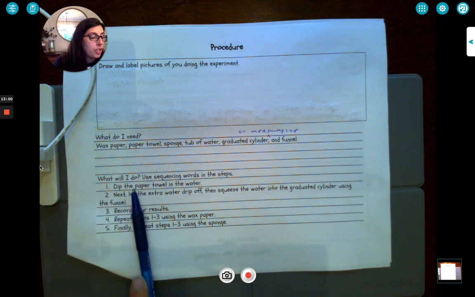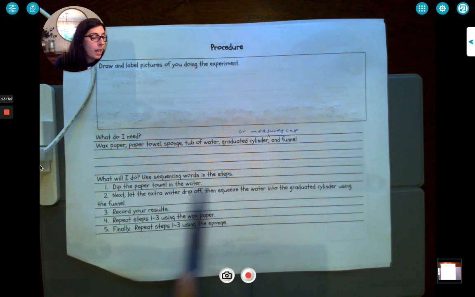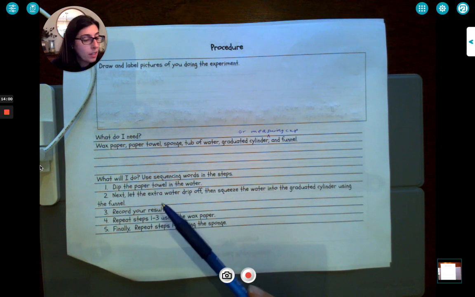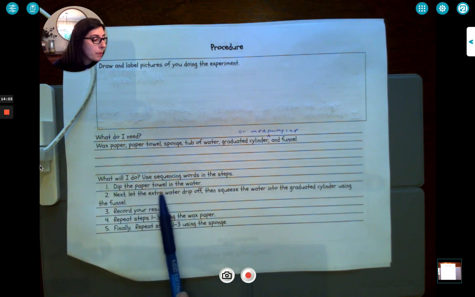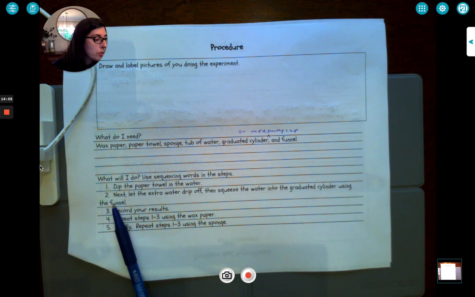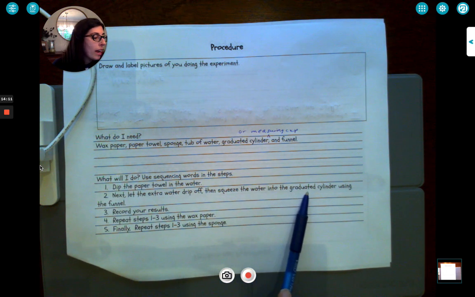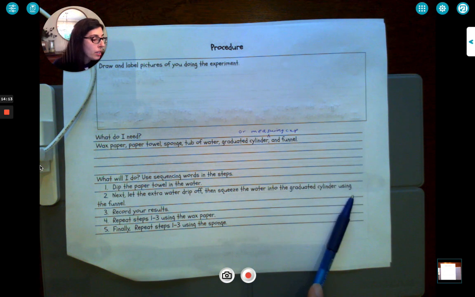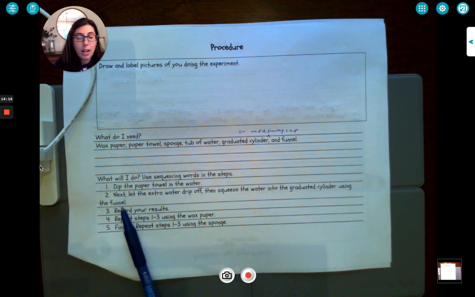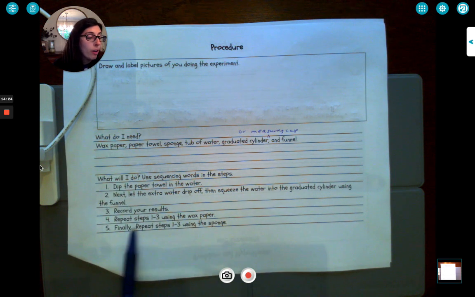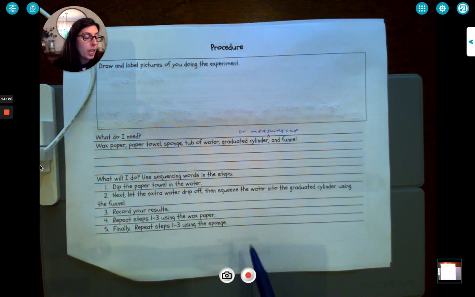Okay, what will I do? It says use sequencing words in the steps. Here are the steps. I've written them out for you. So we just have to follow them precisely the way that they're written. Step 1, dip the paper towel in the water. Step 2, next, let the extra water drip off, then squeeze the water into the graduated cylinder or measuring cup using the funnel if you're using a graduated cylinder. Record your results. Repeat steps 1 through 3 using the wax paper. Finally, repeat steps 1 through 3 using the sponge.